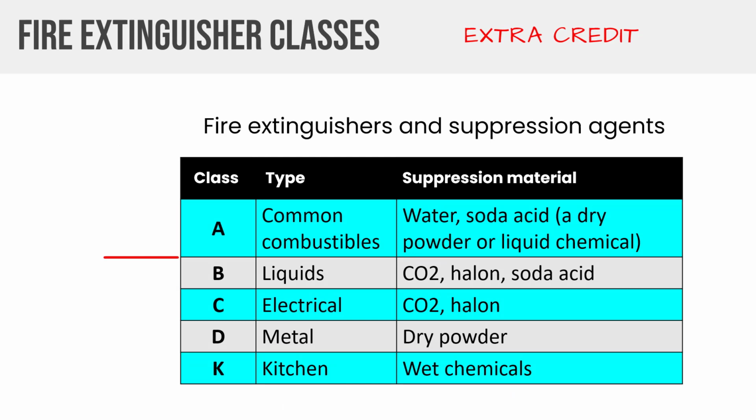So here's a quick table of fire extinguishers and suppression agents. So the short version here is for those Class A fires you can use water. It's water or soda acid. You don't use water on B through K though. But again, call these details extra credit.